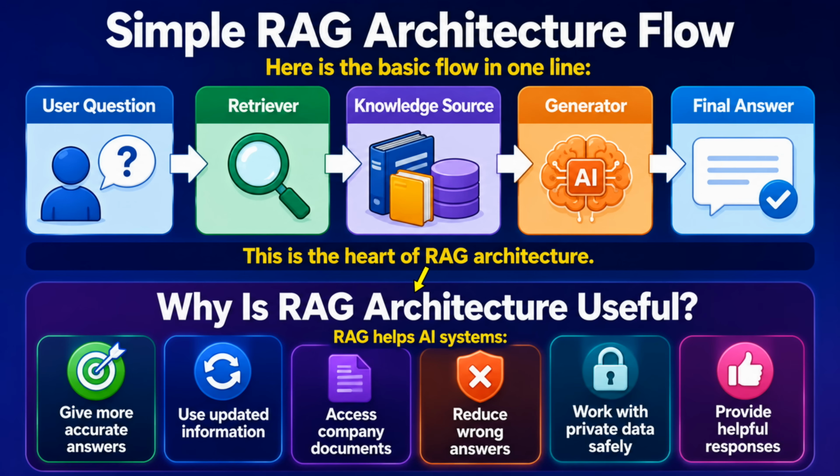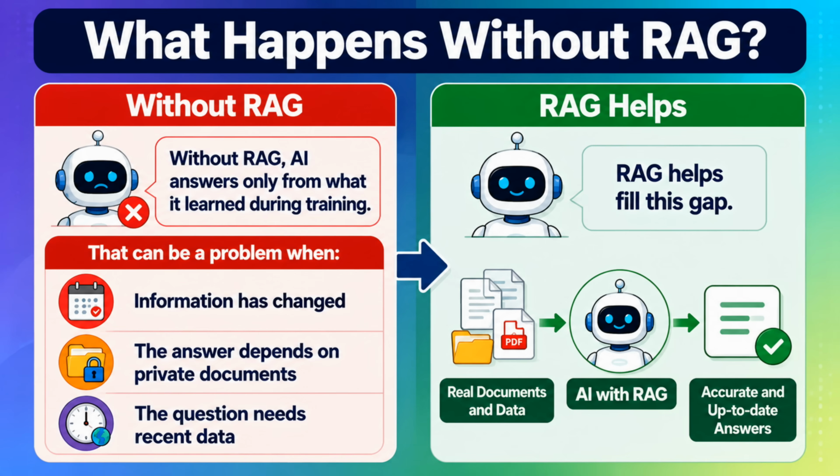Why is RAG architecture useful? It gives more accurate answers, uses updated information, accesses company documents, reduces wrong answers, works with private data safely, and provides helpful responses. What happens without RAG? Without RAG, AI answers only from what it learned during training. That can be a problem when information has changed, the answer depends on private documents, or the question needs recent data. RAG helps to fill this gap by searching real documents and data before answering the question.